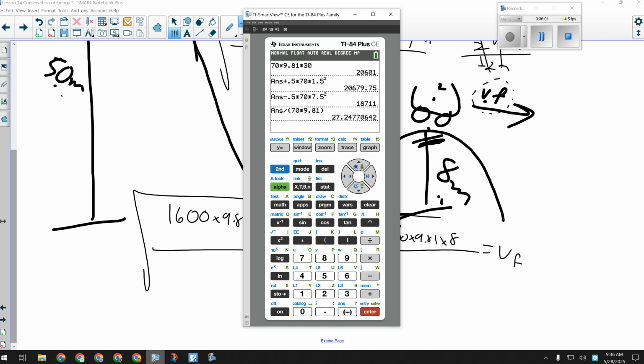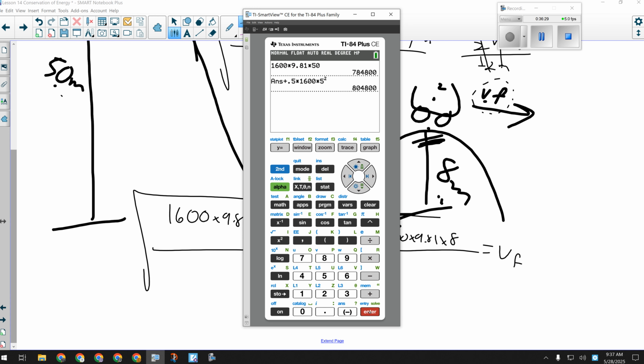So the way I generally do this is the way you saw me do it here. I punch it in one energy at a time. All right, so I'll clear this and I'll start again. 1,600 times 9.81 times 50 meters. That's my initial potential energy. Okay, it's 784,800 joules. I'm going to add to that the kinetic energy, 0.5 times 1,600 times 5 squared.